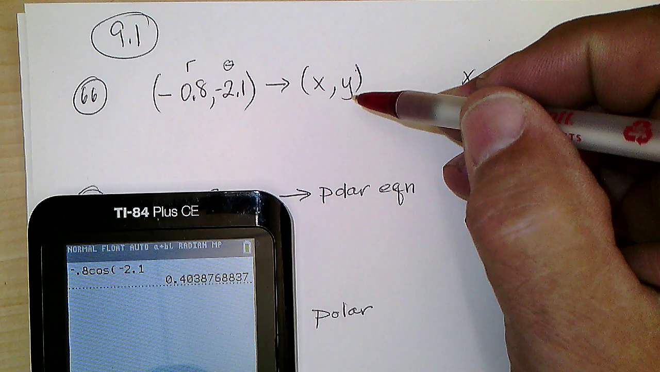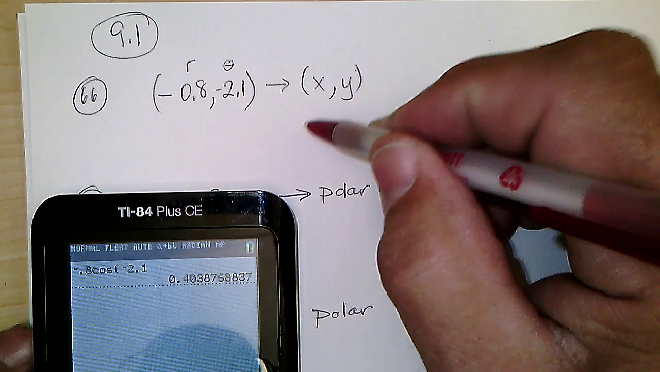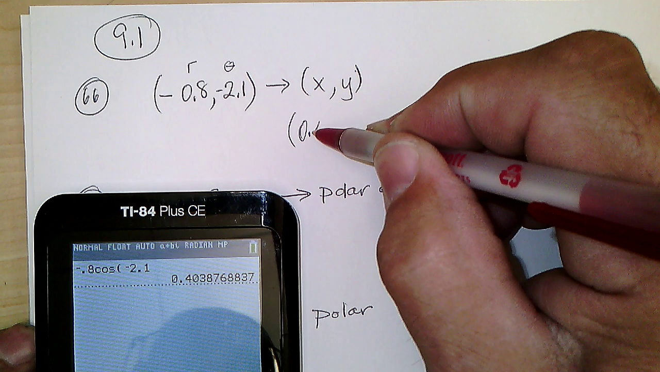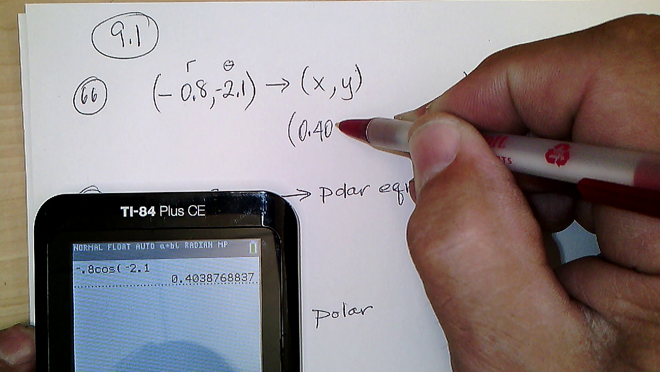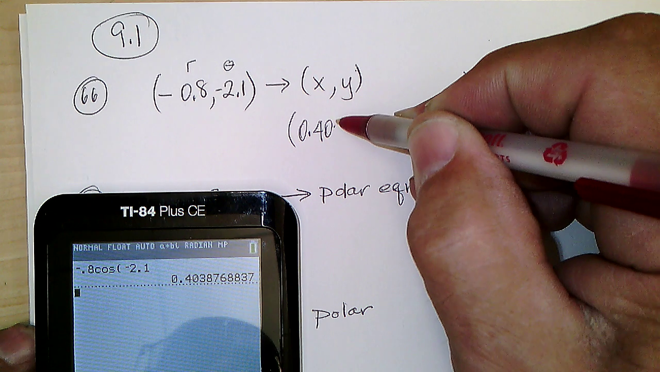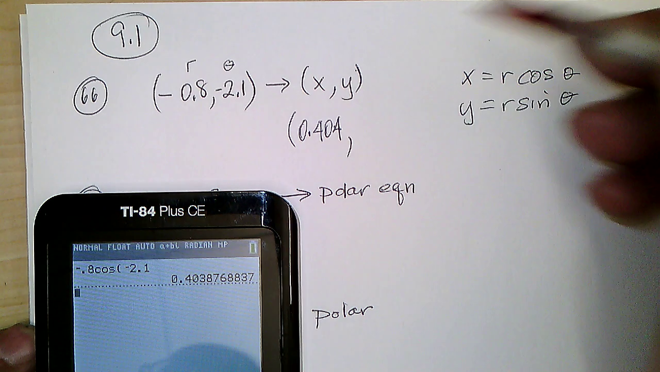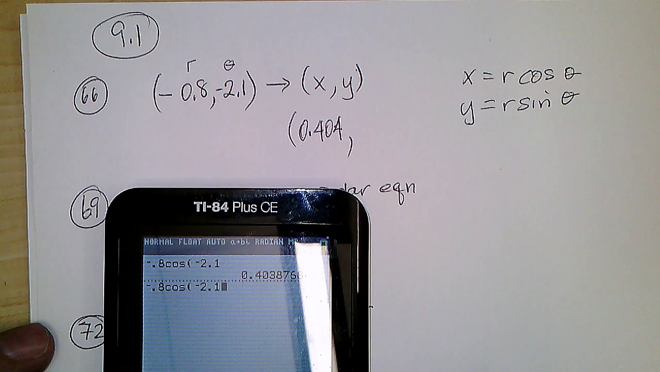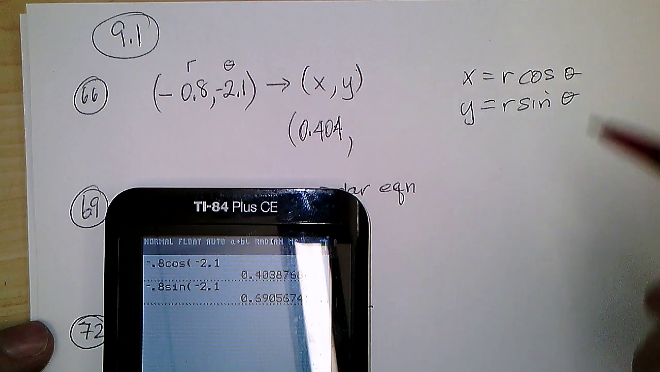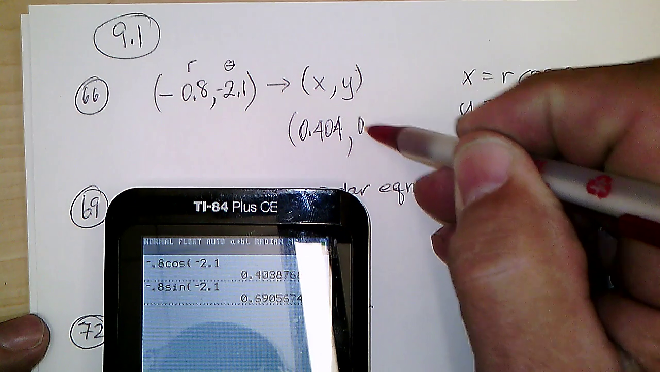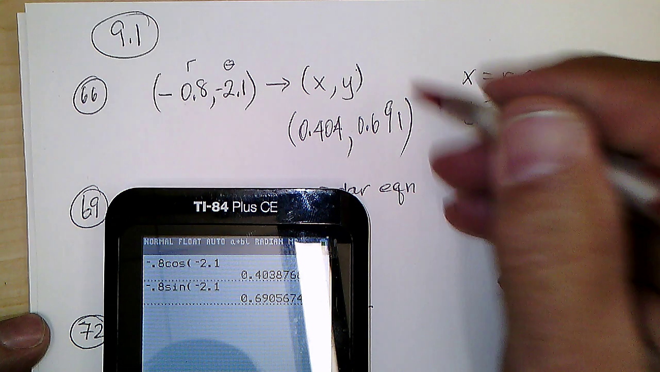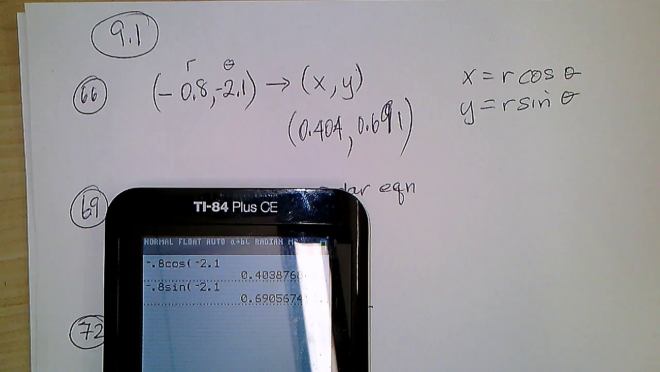And they say the x-coordinate should be, as it says here, 0.403 or 4, roughly, comma, and the y would be same thing, but with a sine. And that's 0.691. Sorry about that crazy 9 there. Okay?